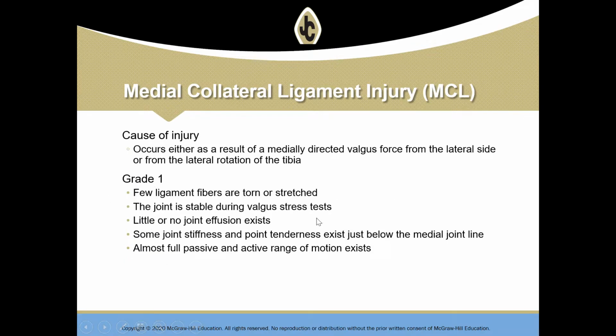Okay, so we're going to grade these out. In a grade 1, and this again will be very similar to all of our ligaments, there are very few ligament fibers that are actually torn or stretched. The joint is going to be stable when you do a valgus test. So this patient is going to complain of this twisting injury or this medially directed force, but the joint is going to be stable when you test that ligament. You're going to have little or no joint effusion, some joint stiffness and point tenderness on the medial joint line, and they're usually going to have full passive and active range of motion. So that means they can move it, and you're going to be able to move it just fine.